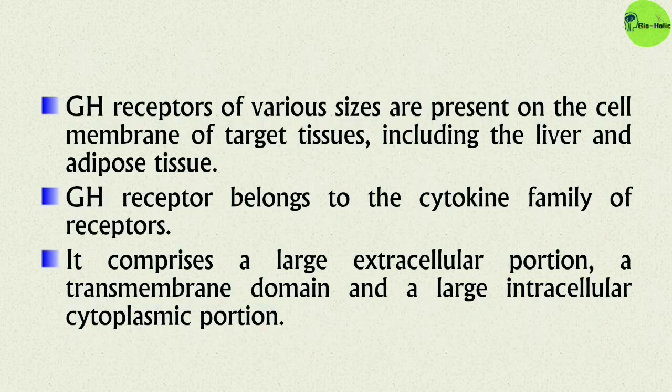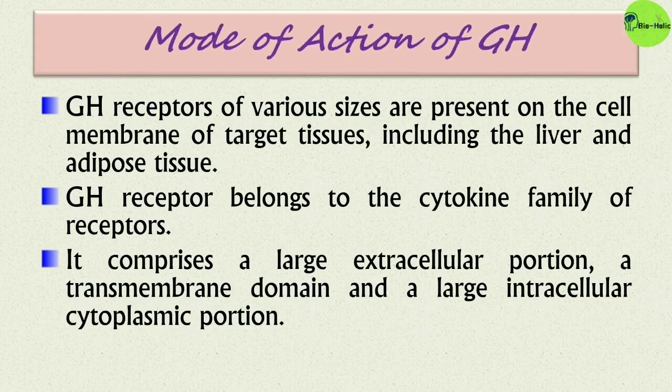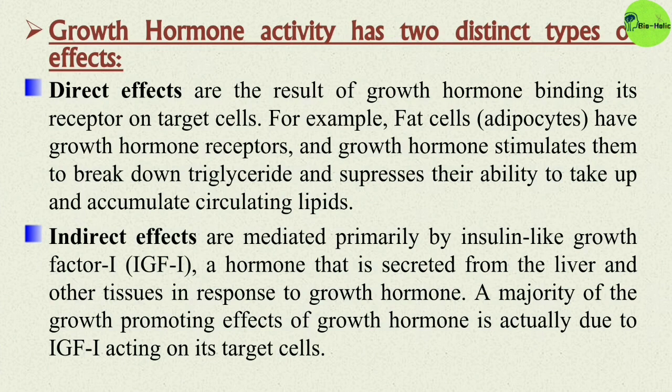The mode of action of growth hormone includes growth hormone receptors. These receptors are of various sizes and are present on the cell membrane of target tissues, including the liver and adipose tissue. Growth hormone receptor belongs to the cytokine family of receptor. Growth hormone activity has two distinct types of effects: direct effects and indirect effects. Direct effects are the result of growth hormone binding its receptor on target cells. For example, fat cells have growth hormone receptors, and growth hormone stimulates them to break down triglyceride and suppresses their ability to take up and accumulate circulating lipids.